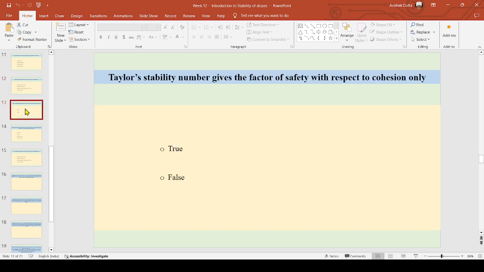This is a true false statement. Taylor's stability number gives the factor of safety with respect to cohesion only. Is this statement true or false?